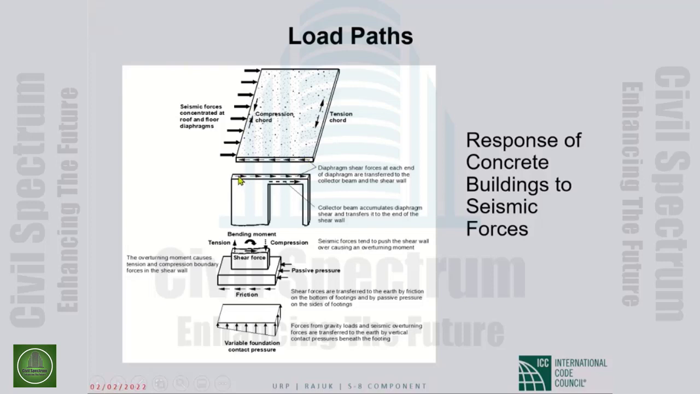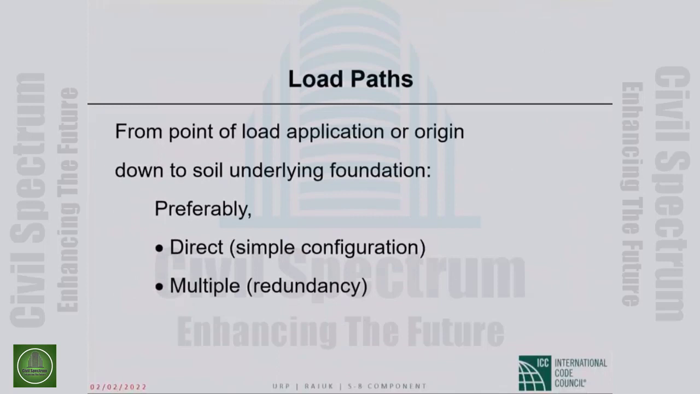Those shear forces are transferred to the frames and shear walls supporting the diaphragms. The frames and shear walls bring those forces down to the footings, which then transfer them down to the ground. Okay, so the load path in this case consists of the diaphragm, the vertical elements of the seismic force resisting system, the frames, shear walls, whatever they have, the foundation or the footing, and obviously then at the end, the ground underlying the foundation. Okay, so when we talk about load path, it is how the load goes from point of application down to the ground via which structural elements. So load paths from point of load application or origin down to soil underlying foundation.